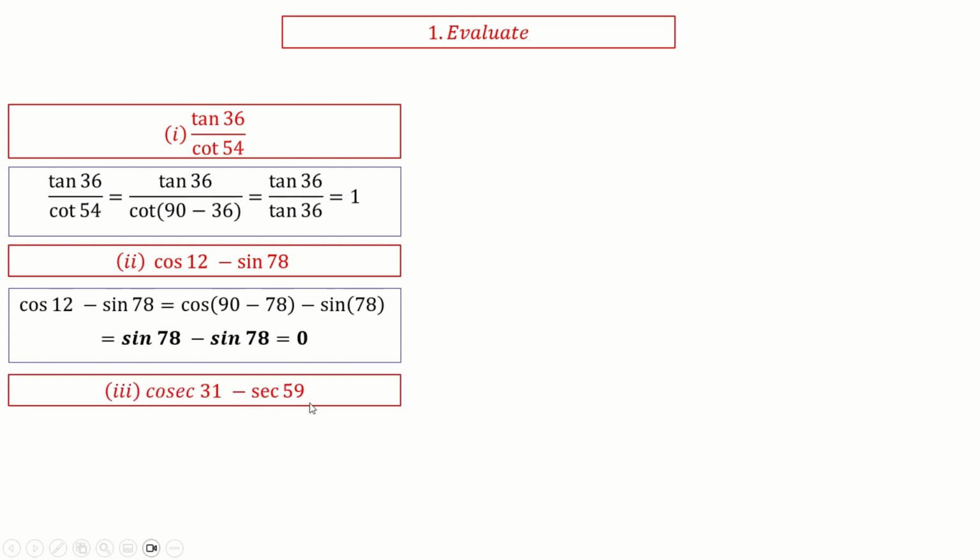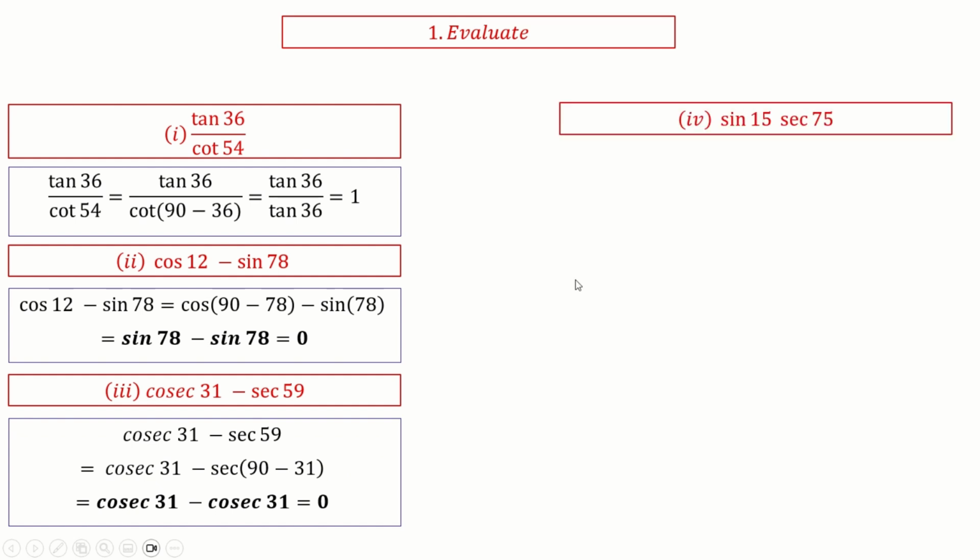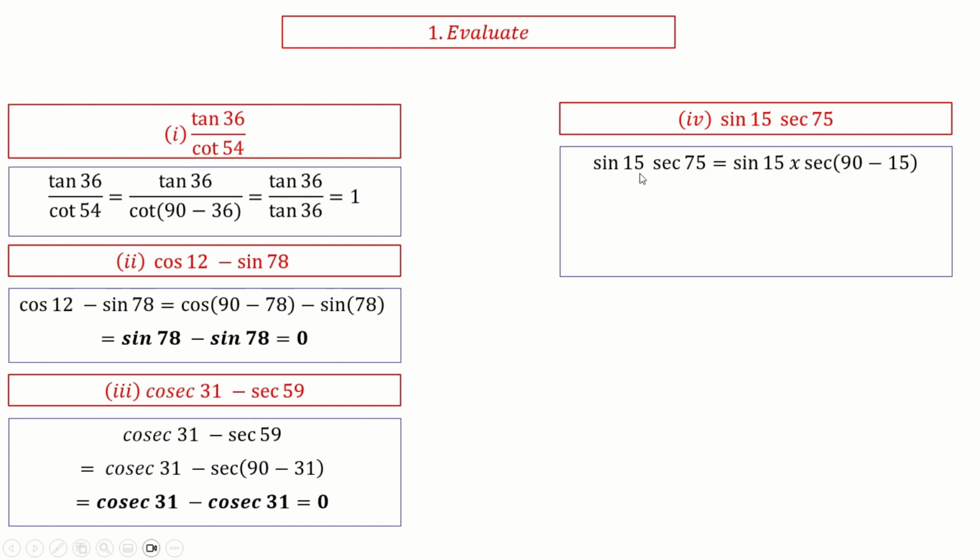Cosec 31 minus sec 59. Again, complementary angle, so you'll get 0 value. Next, sin 15 into sec 75. Secant 75, I can write it as secant of 90 minus 15. So the complementary of this one is cosec 15, which gives sin 15 into cosec 15, which is equal to 1.